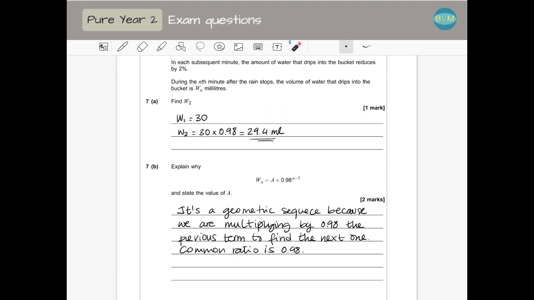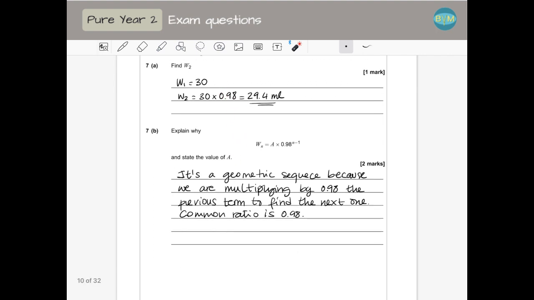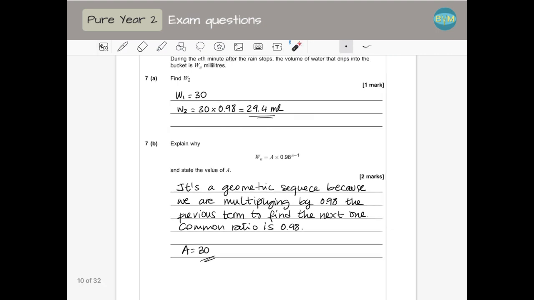And this value here is going to be the initial value. So every time we're multiplying 30 by 0.98 and then 0.98, 0.98. So A is going to be 30. And that's the next part.